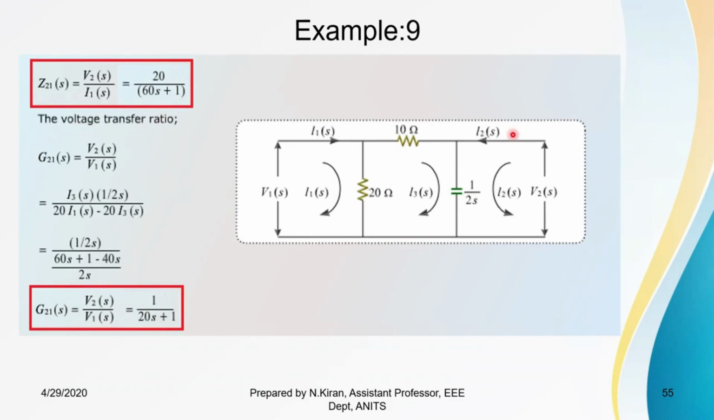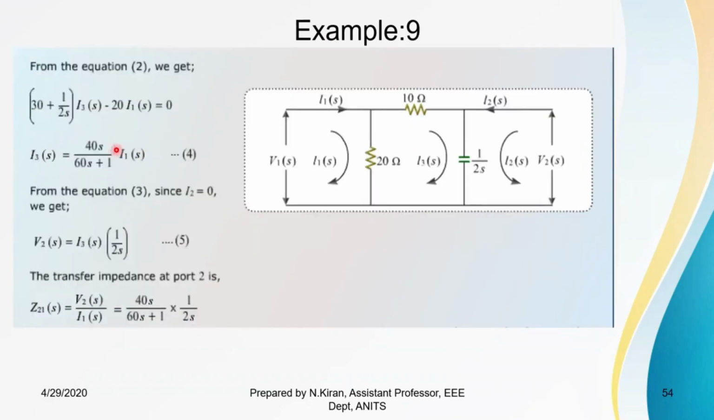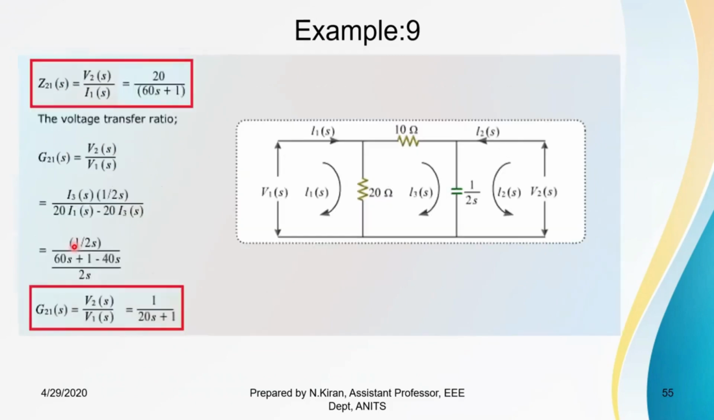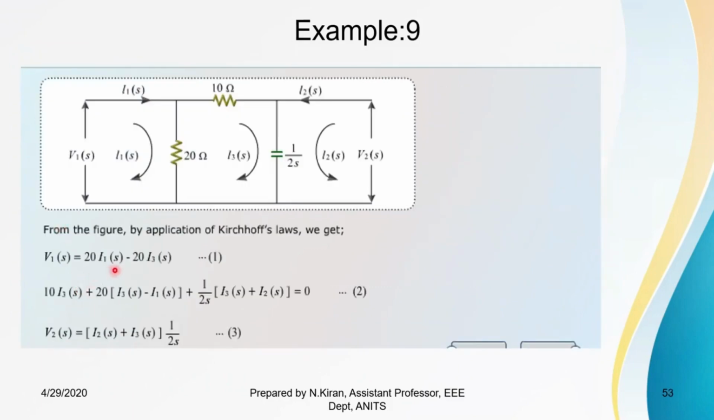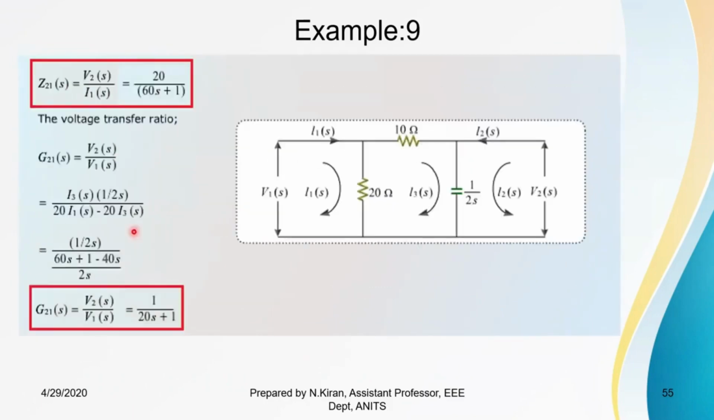Next, in order to get the value of G21 of s, we have to take the ratio of V2 of s by V1 of s. V2 of s, as we know from equation 5, is I3 into 1 by 2s. V1 of s, from the first equation, is 20 I1 of s minus 20 I3 of s. So on simplification, if I take both the ratios, it will give me the value of G21 of s, which is 1 by 20s plus 1.